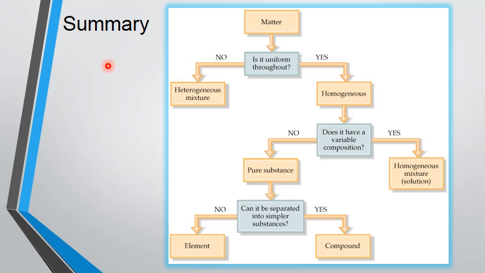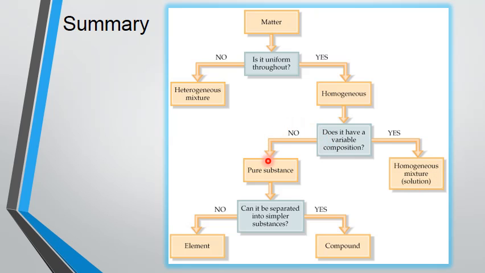Okay, this is just a little summary to break down how we decide what category matter falls into. So the first thing is, is it homogeneous or heterogeneous? So is it uniform? If it's not uniform, it's going to be a heterogeneous mixture. If it is uniform, then we can break it down a little bit more. It's homogeneous, meaning it's the same throughout. Now, does it have a variable composition? Meaning, is it made of different pieces? Do different pieces make up that form of matter? If we say yes, then you're making a mixture. You're making that homogeneous mixture, or a solution, another term, so salt water.